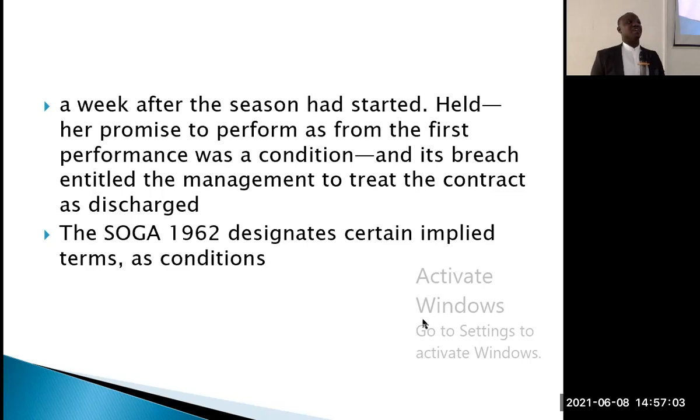And the organizer or the person who hired the singer to come and perform wanted to terminate the contract, thinking that failure to arrive until 1 week later was a term of major importance going to the roots of the contracts.